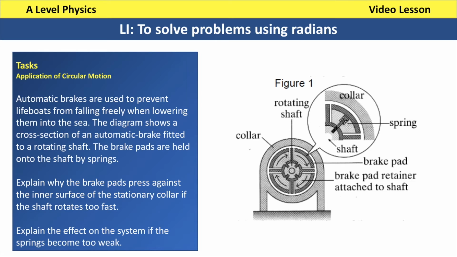I want you to explain why the brake pads will press against the inner surface of the stationary collar if the shaft starts to rotate too quickly, and I would like you to explain the effects on the system if the springs become too weak. Pause the video. I would expect this to be a 6-mark question on the exam, so please go into a lot of detail with your writing, please.